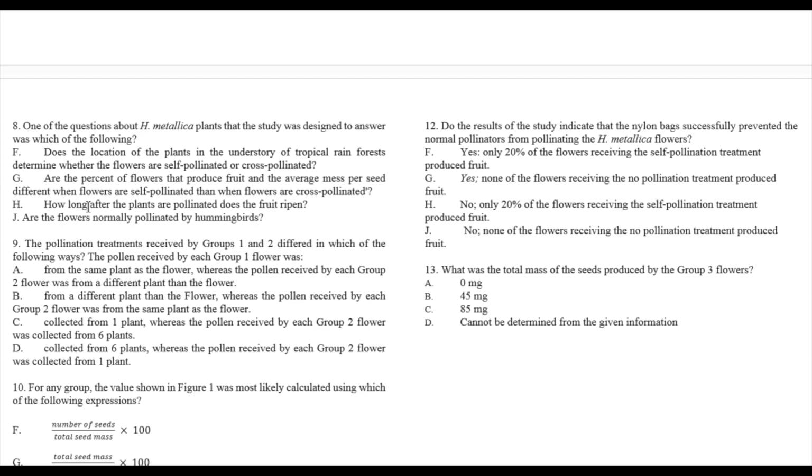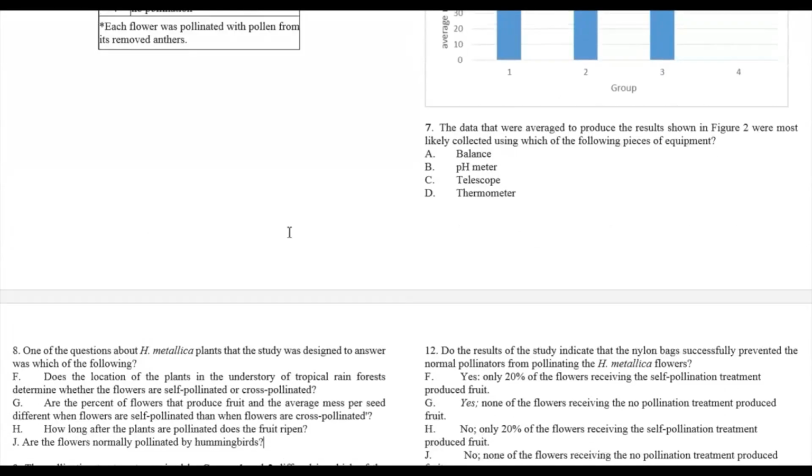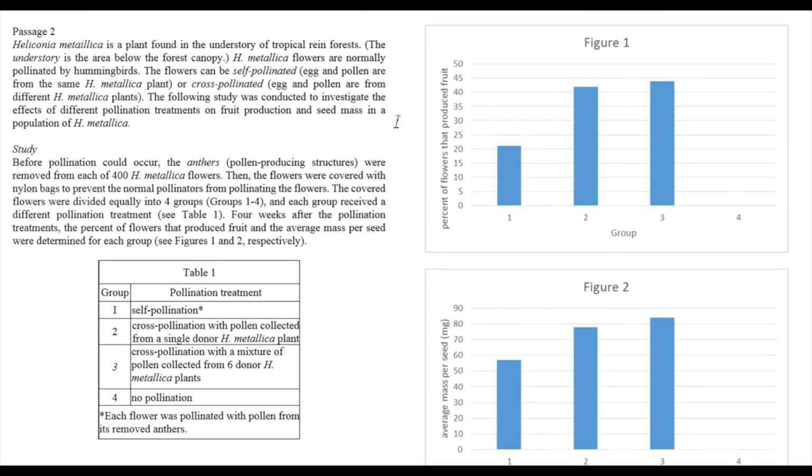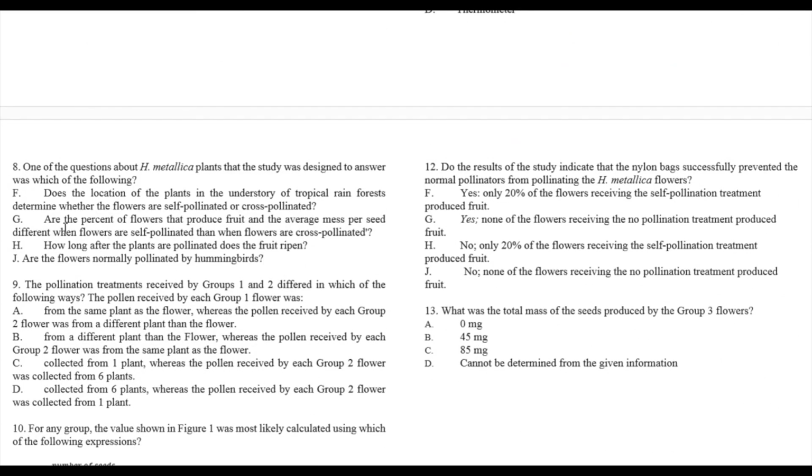Option H is, how long after the plants are pollinated does the fruit ripen? We don't talk about the fruit ripening up in the study there. And in J, it says, are the flowers normally pollinated by hummingbirds? That's an interesting question, and if you scroll up here it does say they're pollinated by hummingbirds, but that's not really what the study was looking at. The figures here look at the percent of the flowers that produce fruit and the average mass per seed. Scrolling down and keeping those figures in mind, we see that G is indeed the correct answer because it's looking at the average mass per seed and the flowers that produce fruit. So G is the correct answer.